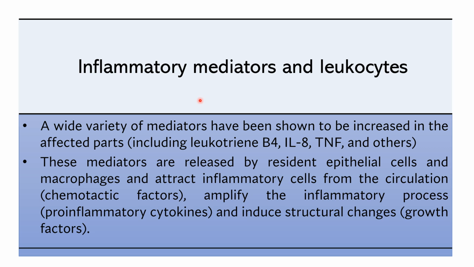Coming to the first cause, the inflammatory mediators and the leukocytes, how are they actually causing the lung damage? A wide variety of mediators have been shown to be increased in the affected parts. In the smoking-induced damaged part of the lung, there will be increased leukotriene B4, interleukin 8, tumor necrosis factor, and others. These mediators are released by the resident epithelial cells and macrophages, and they attract more and more inflammatory cells from the circulation via chemotactic factors. So initially there is damage and release of these mediators by the epithelial cells, and these chemicals further attract many other inflammatory cells, which amplify the inflammatory process by pro-inflammatory cytokines and induce the structural damage.